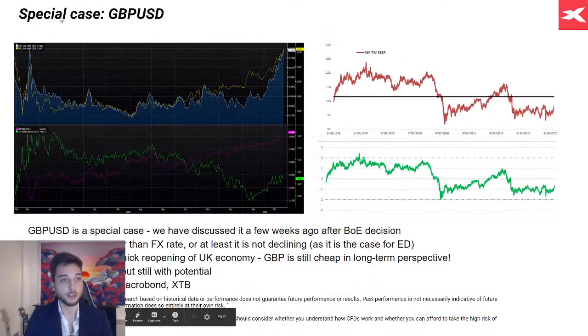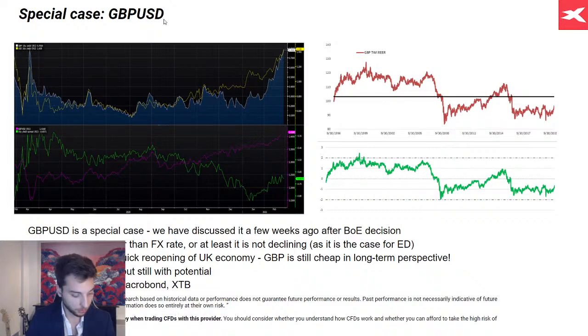But there is a special case, which is the pound dollar, so cable. On the cable side, we discussed it a few weeks ago, in fact, after the Bank of England decision. The spread is rising slower than the FX rate, or at least it is not declining, as is the case for the other. Market positions for a quick reopening of the UK economy. The pound is still cheap in a long-term perspective, in short, overbought, but still with potential.